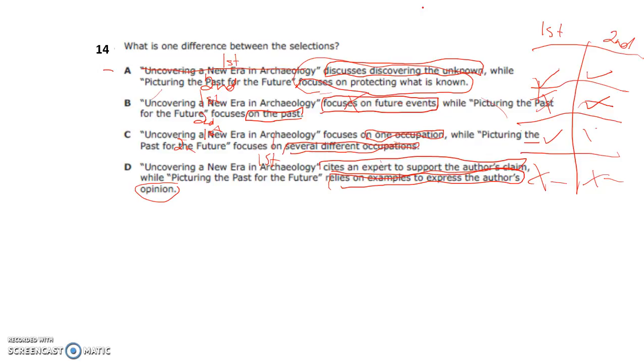Whereas if you go back and look, both these passages match letter A, where it discusses discovering the unknown. The whole first passage is how they're discovering things that no one knows are even there, or that they thought were long lost, whereas the second one is all about protecting what they already know is there. So that's what both passages are strongly about. So the correct answer should be A.